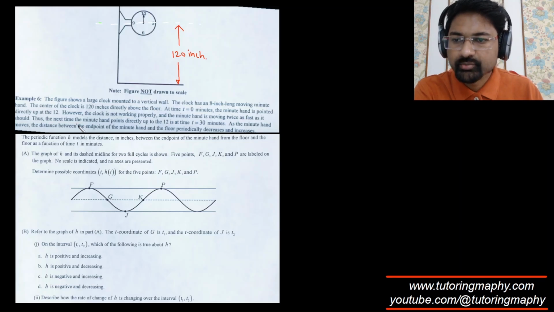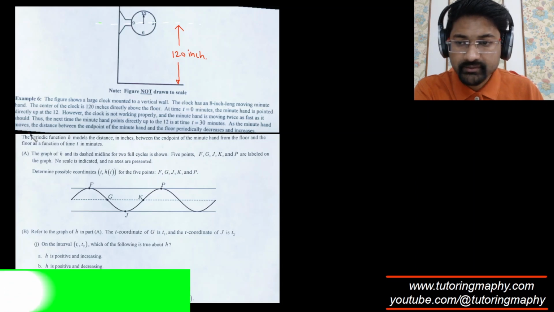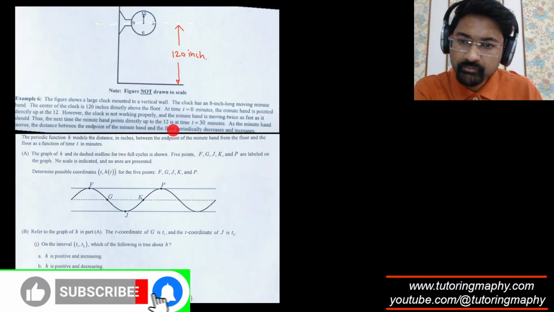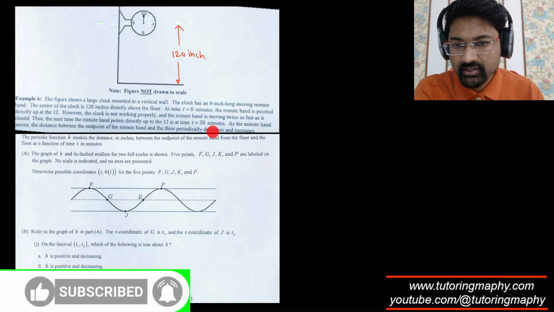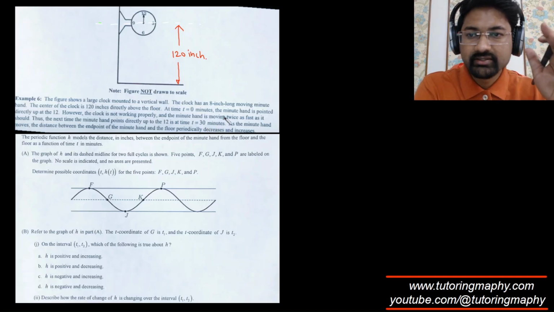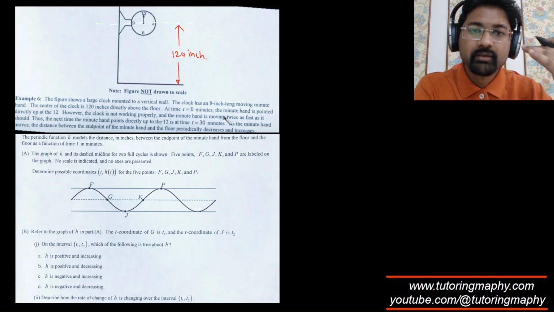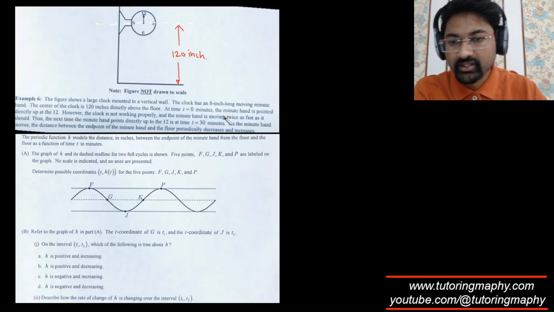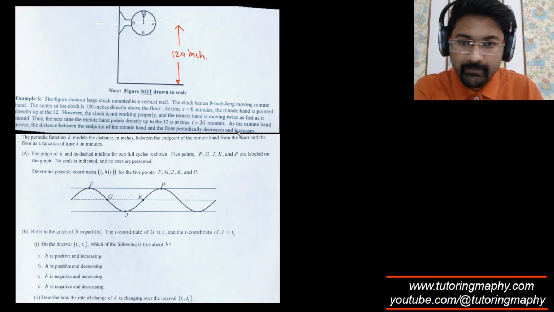As it's shown in this position. However, the clock is not working properly and the minute hand is moving twice as fast as it should. Thus, the next time the minute hand points directly up to the 12 mark is at 30 minutes, which makes sense, right? Because ideally it would come to the same position after 60 minutes, but since it is moving twice as fast, it's going to take half the time. So 60 over 2 is definitely 30 minutes, which makes perfect sense.